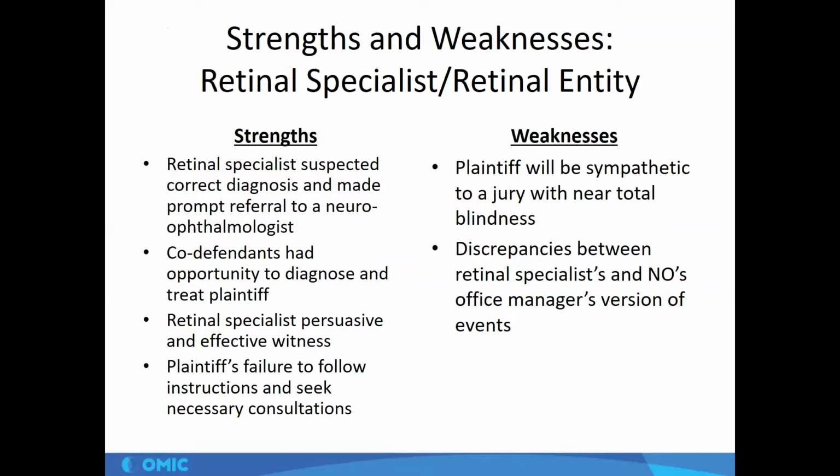Weaknesses were that the plaintiff would be sympathetic to a jury who had the plaintiff being nearly totally blind, and then there were discrepancies between the retinal specialist and neuro-ophthalmologist office manager's version of events.